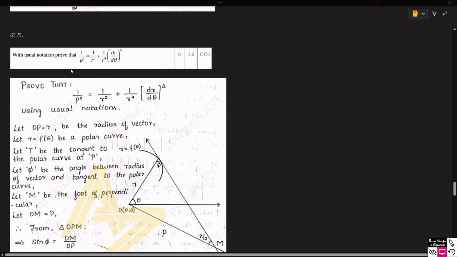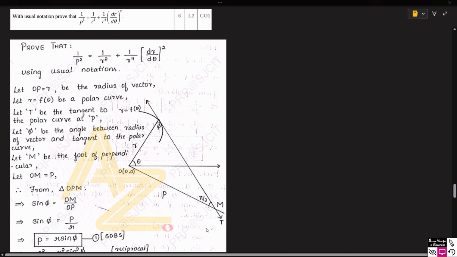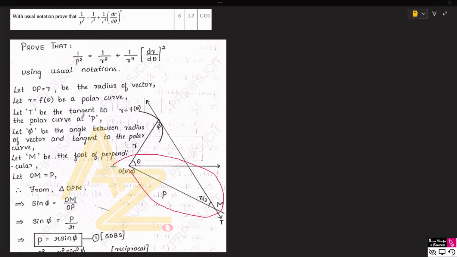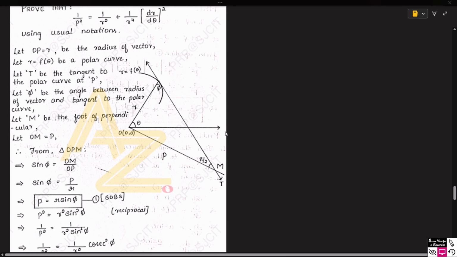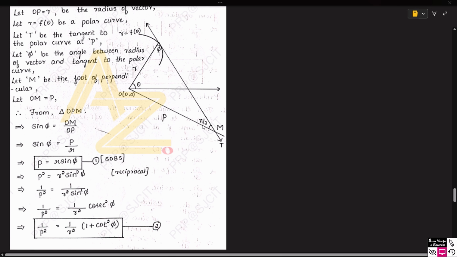So it is the pedal equation: 1 by p square equal to 1 by r square plus 1 by r to the power 4 into dr by d theta whole square. The theoretical part you can write as you have written it down. Here the diagram changes a little bit. We have two triangles here. This one is the extra triangle. You can look at this area where we get the extra triangle. Same here, the exterior angle psi disappears. We use phi and theta as the interior angle, and the extra triangle gets pi by 2.